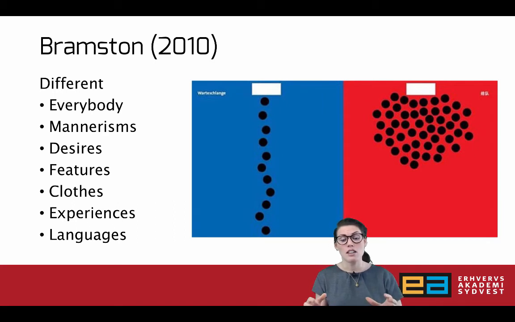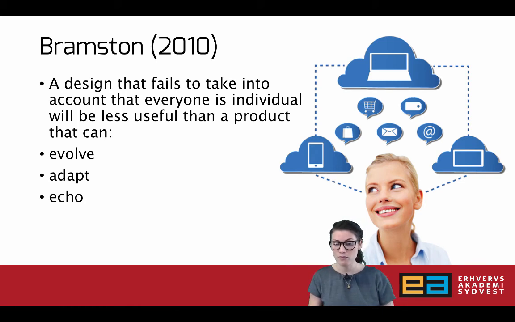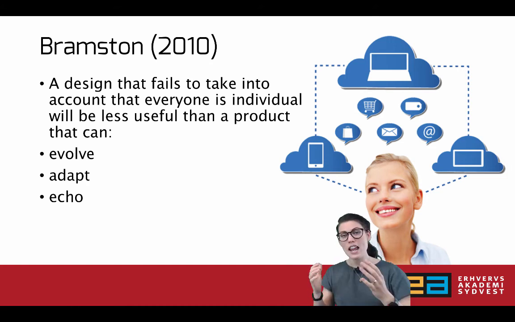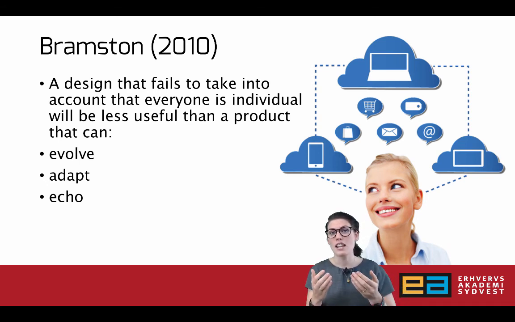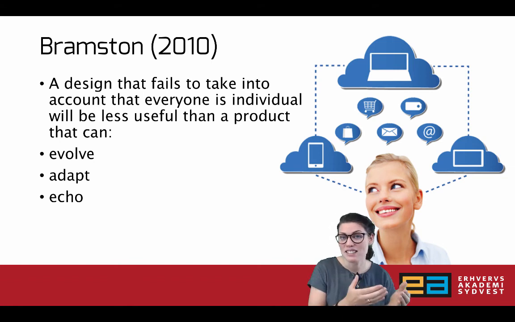So we need to look at the experience, the language, the clothes, the features, and so on. So it's not only where I am right now. Remember the elephant. We need to see it in a bigger perspective. We need to involve the consumer. We need to adapt to whatever the consumers are doing, and we need to echo what they are doing. And echo means that we need to observe what the customers are doing, and then we need to copy it.